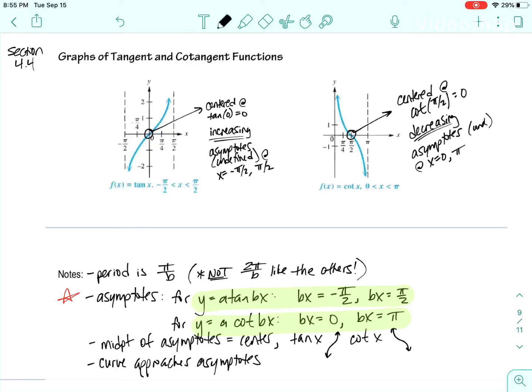All right, fam, here we've got section 4.4, the very last section of this chapter. We are going to talk about, okay, so let's think about it. What graphs do you know the shapes of already?